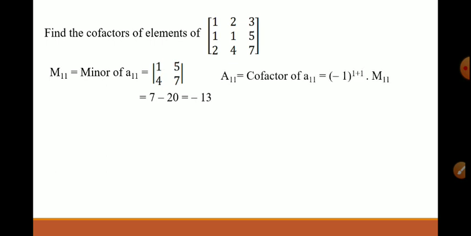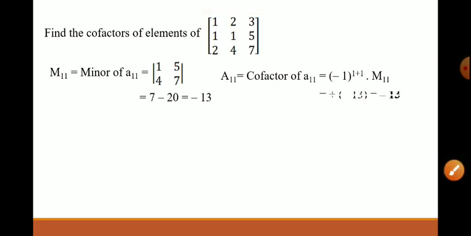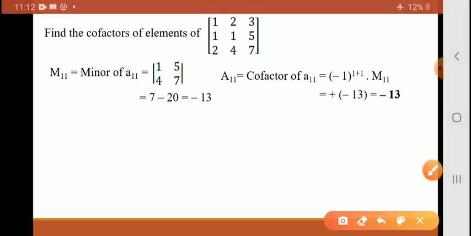Cofactor of A11 is equal to minus 1 raised to 1 plus 1 into M11. M11 is minus 13. Minus 1 raised to 1 plus 1, 1 plus 1 is 2. So minus 1 raised to 2, 2 means an even number. So minus 1 raised to even is plus. So the sign is plus, and the minor is minus 13. So plus into minus is minus, so minus 13.